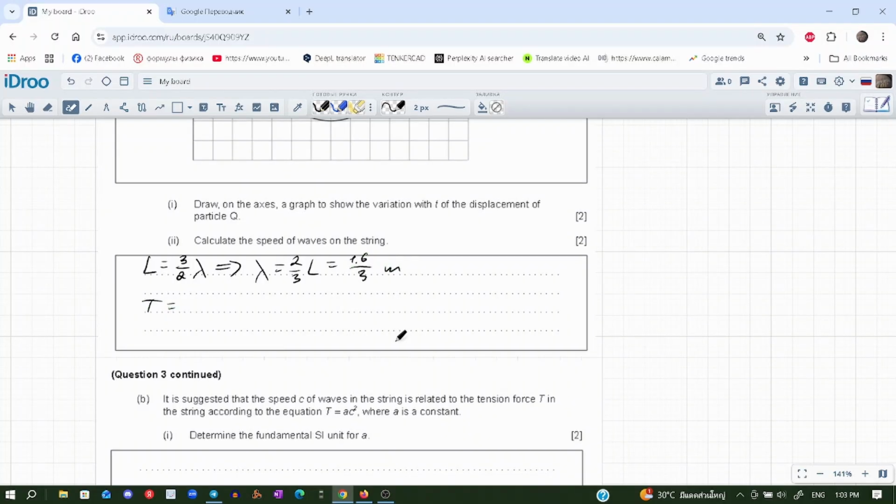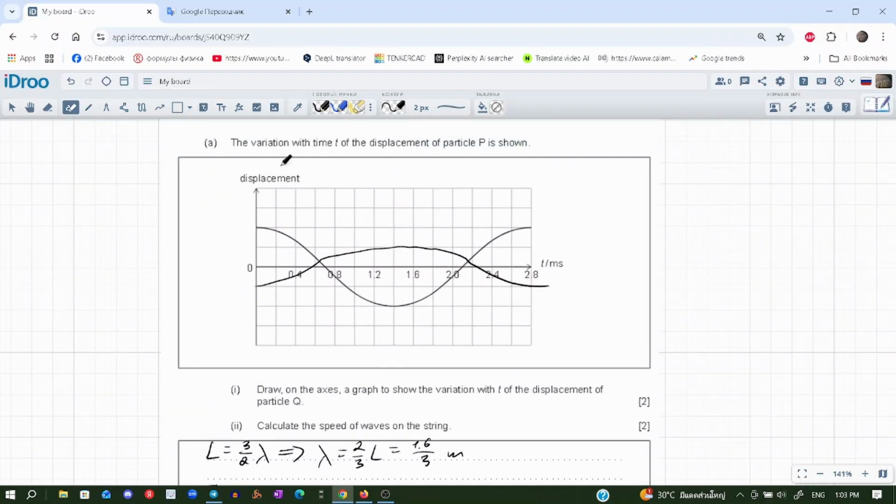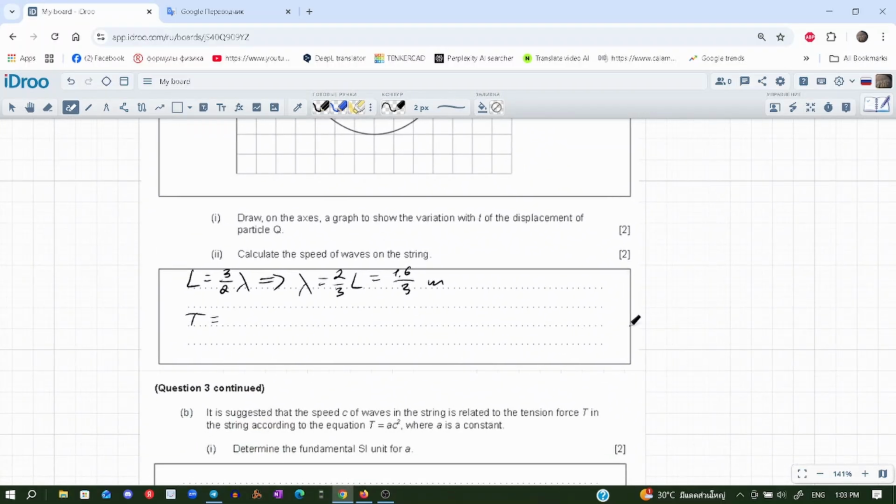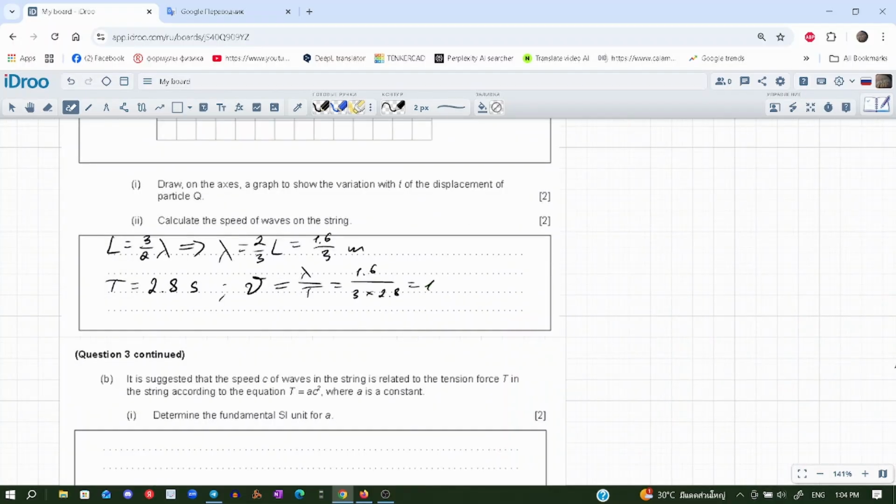Now the period. You can see that it's 2.8 seconds from the graph. So the speed of this wave equals the wavelength of this wave divided by the period of the oscillations of this wave, which is 1.6/3 divided by 2.8, and we will get 190 meters per second.